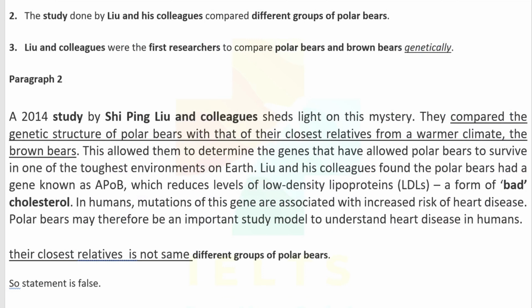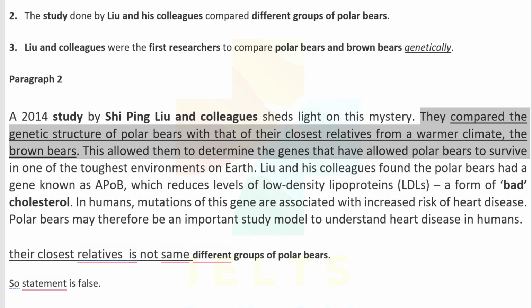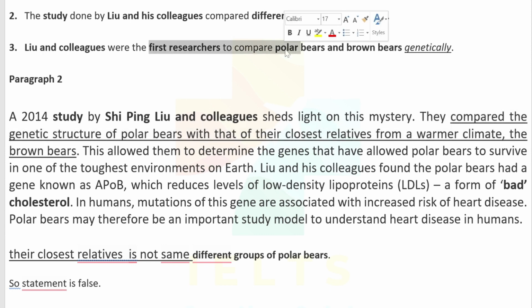A study was mentioned in paragraph B. A 2014 study by Shiping Liu and colleagues sheds light on this mystery. They compared the genetic structure of polar bears with that of their closest relatives from a warmer climate, the brown bears. But no information was found whether the study was the first research or not. So, the statement is not given.